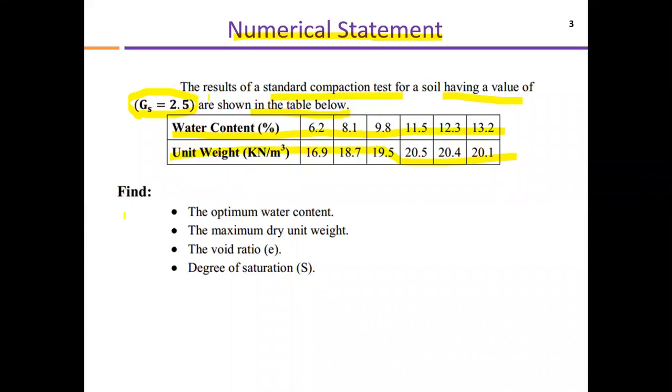Now, we are supposed to find the optimum moisture content, OMC, and the maximum dry density, gamma D maximum, the void ratio of soil, and the degree of saturation, capital S, of soil. Okay, so let us start solving the numerical.